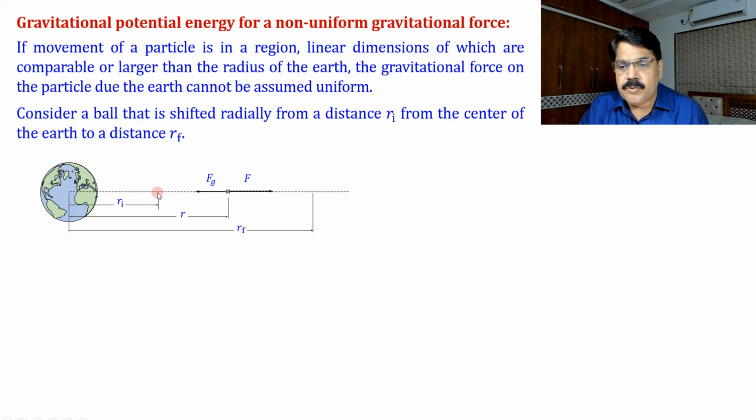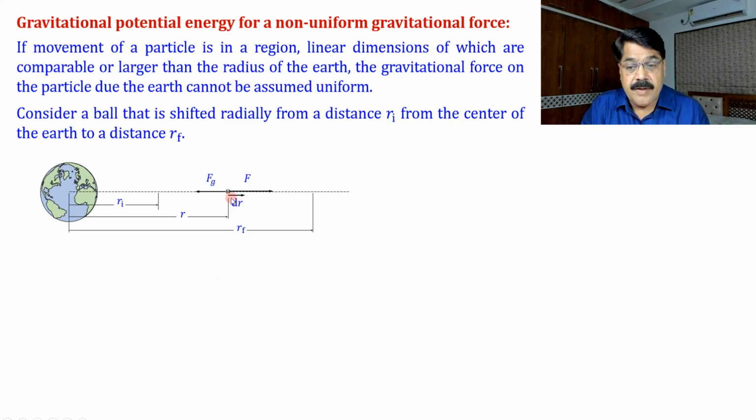This ball has to be shifted from here to here. Now you can see the region of this movement is larger than the earth's radius. So for this, gravity cannot be uniform. Suppose this ball was shifted from ri to ri plus 100 meters. For that 100 meters, the gravity here can be assumed uniform. But here this movement size is much larger, or comparable to or larger than the radius of the earth. So gravity cannot be assumed uniform here.